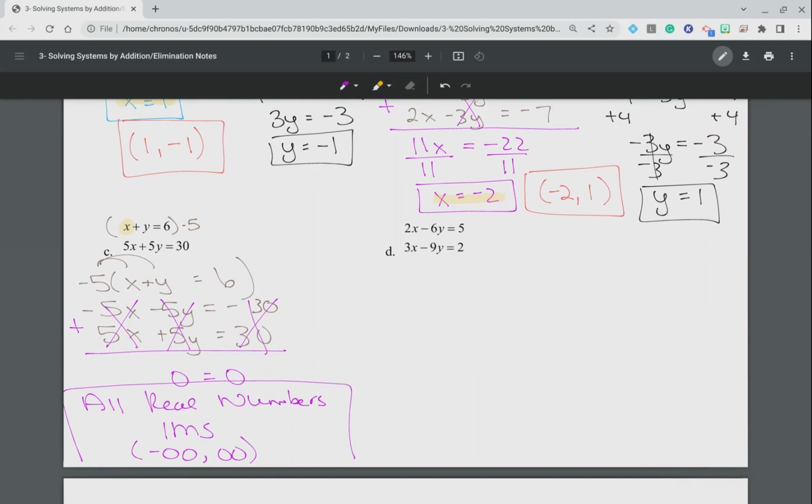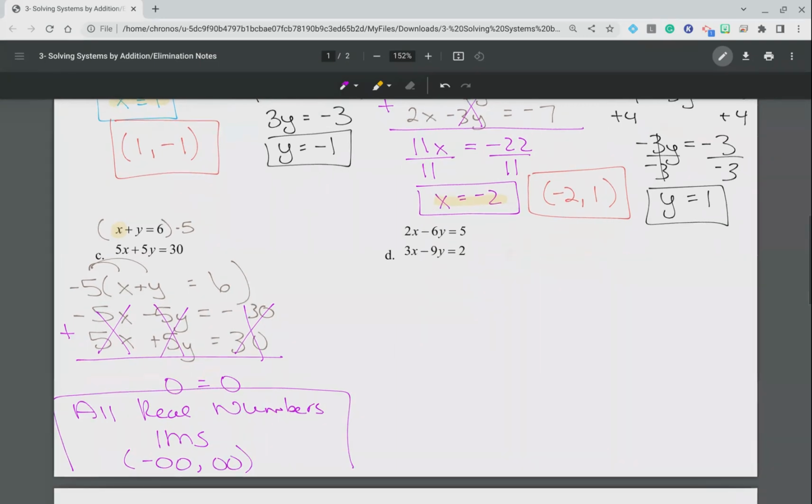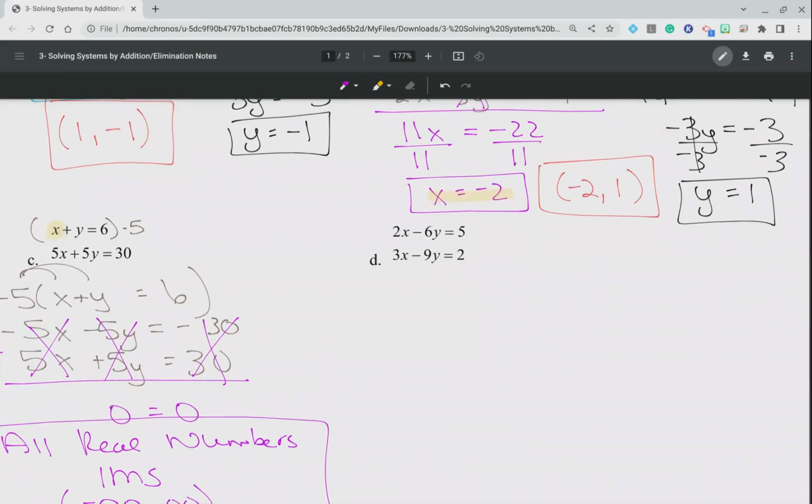All right, last one, letter D. Again, we have a circumstance where nothing eliminates, right? 2x and 3x don't eliminate each other. Negative 6y minus 9y doesn't eliminate each other. And we also can't use that trick where we look at the one that doesn't have a coefficient, because all of them have coefficients. So this is what I do in this circumstance.